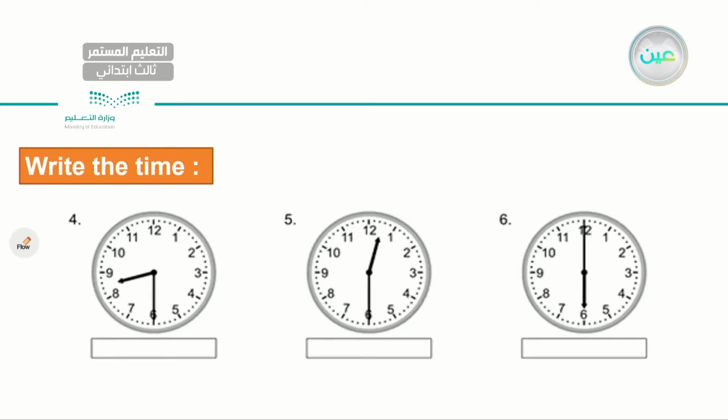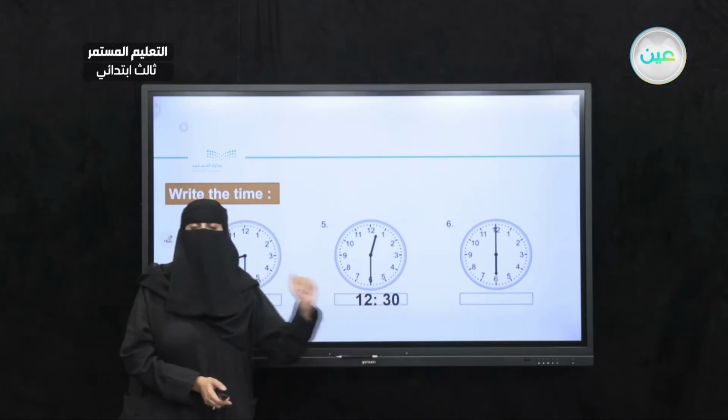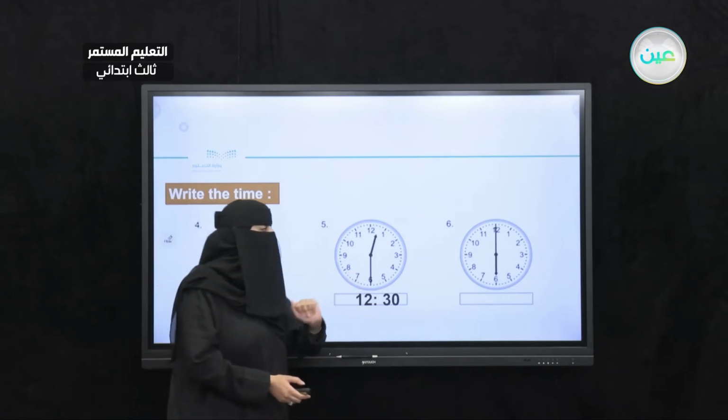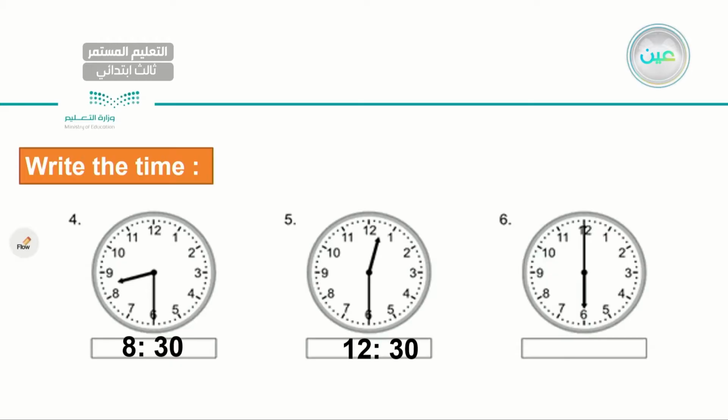How about this one? What time is it for number 4? Is it exactly 8 o'clock? Is it exactly 9 o'clock? No, it is 8:30. Very good. It is 8:30 or half past 8. How about number 5? What time is it? Is it 12 o'clock? Is it 1 o'clock? No, actually it is 12:30 or half past 12. Very good. How about number 6? What time is it? This is an easy one. It is 6 o'clock. Very good, my dear student.